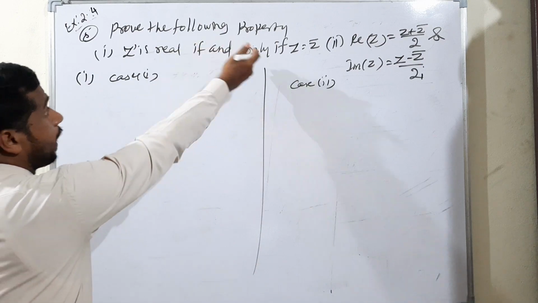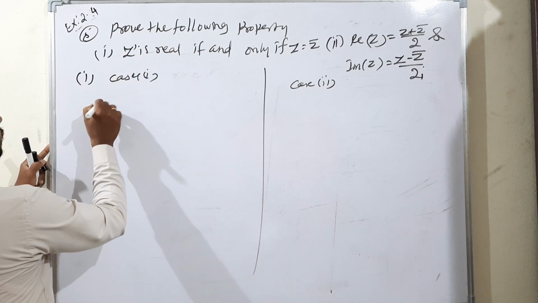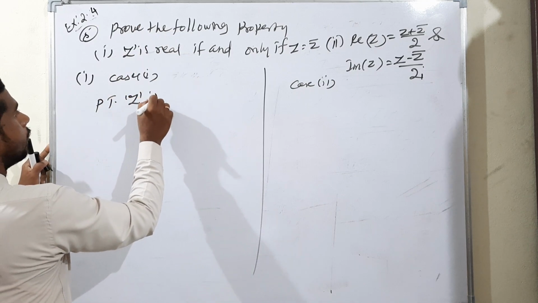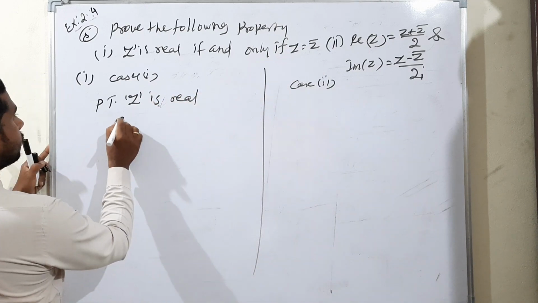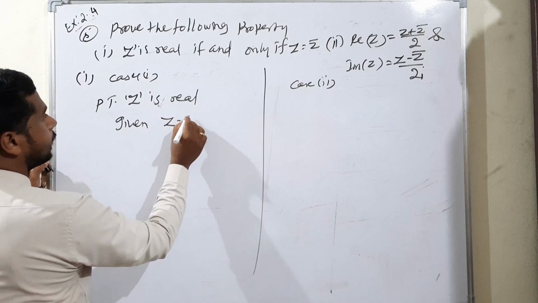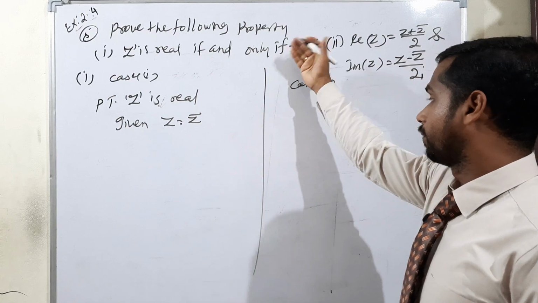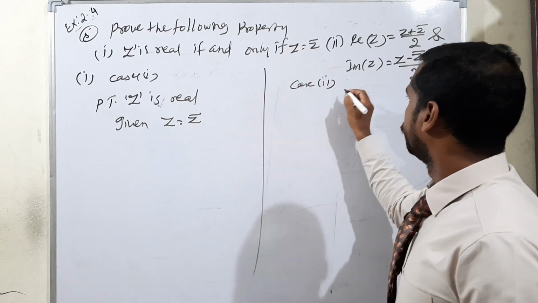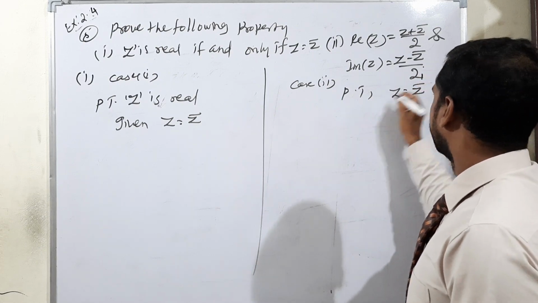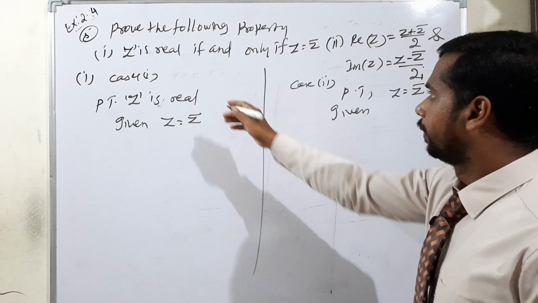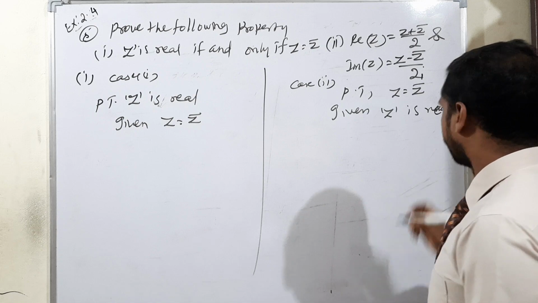Sometimes possible, because 'if and only if' is there. What is the meaning? Prove that Z is real. In the first case, we have to prove Z is real, and the given condition is Z is equal to Z bar. As well as in case 2, what will happen? Just the opposite, because 'if and only if' is there. So we have to prove Z is equal to Z bar, given Z is real.